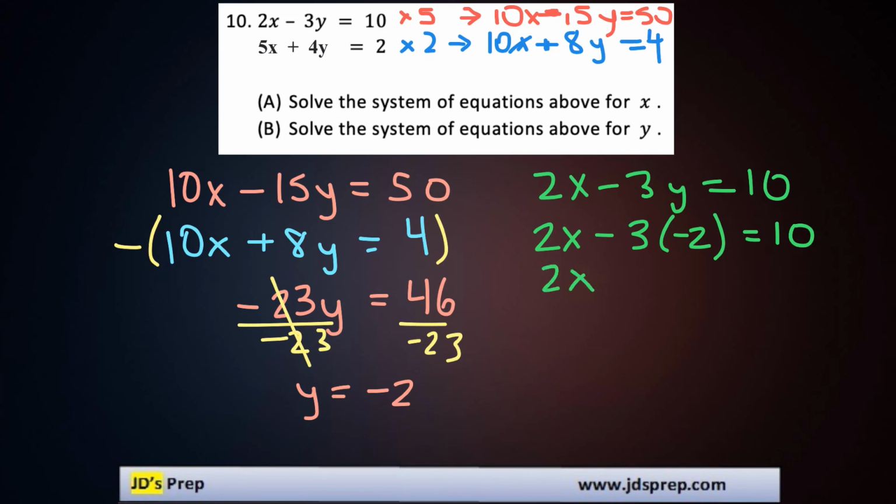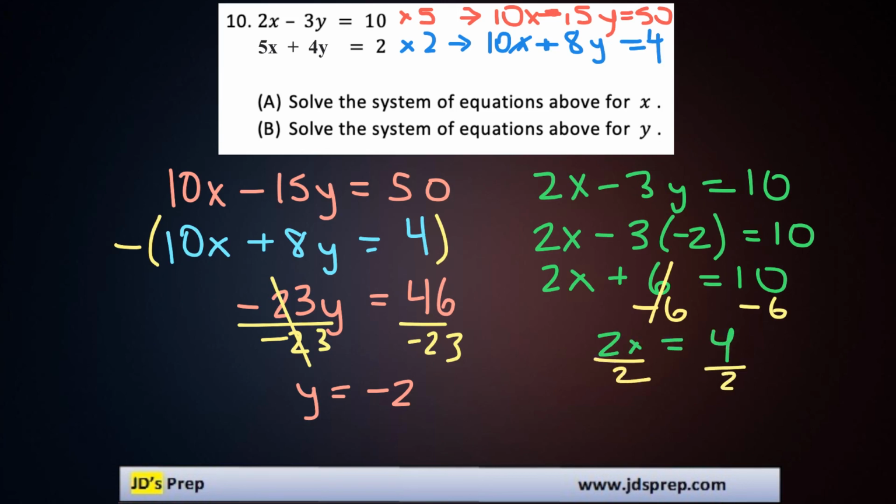Okay, so this becomes 2x plus 6 is equal to 10. By subtracting 6 from both sides here, we get that 2x is equal to 4. And then finally, just divide by 2 to get our answer, x value of 2.